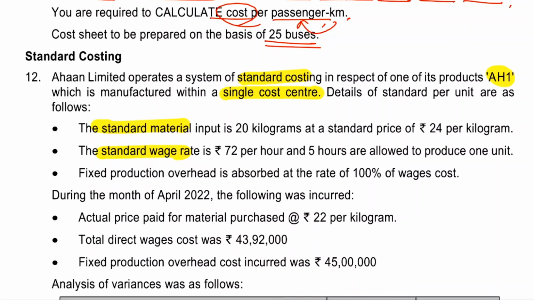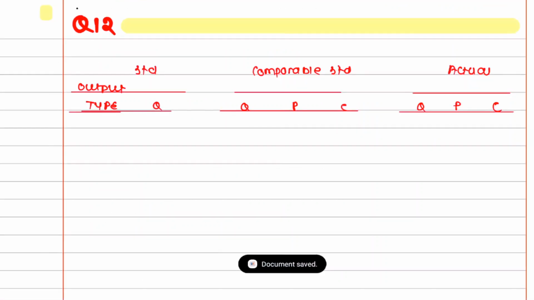Center ka matlab kya hota hai? Location. So the place where the cost is incurred. So only at one cost center where we are incurring this cost, single cost center. That is a factory we can say in simple words. Details is given with reference to what? Per unit.